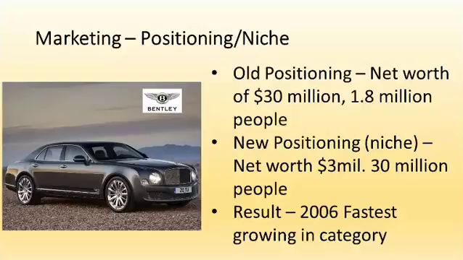But in studying that marketplace, doing a little more planning and investigation around the early 2000s, Bentley changed its strategy, because what they realized was that whereas in the old positioning strategy of people with a net worth of $30 million or more, there were about 1.8 million of those people at that time. When you start talking about people with a net worth of $3 million, there were about 30 million people. A marketplace about 25 times greater. That many more people to sell to.